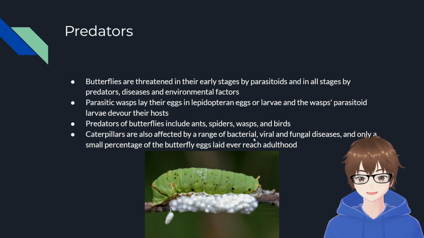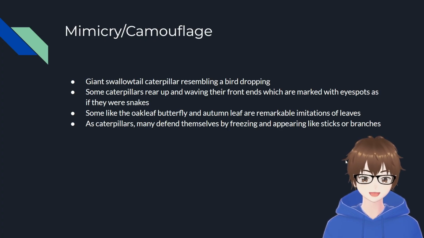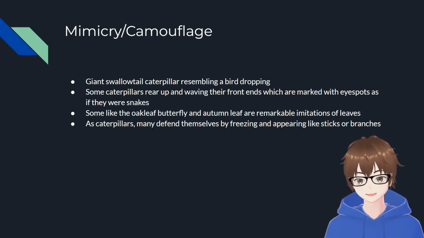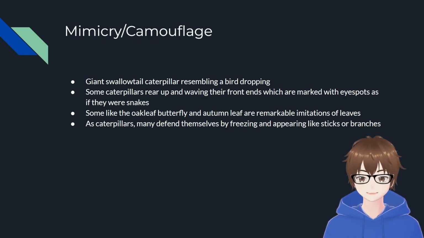Caterpillars are also affected by a range of bacterial, viral, and fungal diseases, and only a small percentage of butterfly eggs laid ever reach adulthood, and some of them don't even hatch. So, to help them survive, I guess, they go through mimicry and camouflage. The giant swallowtail caterpillar resembles bird droppings, and of course, birds are not going to go after bird droppings. So, that's a very good camouflage technique.